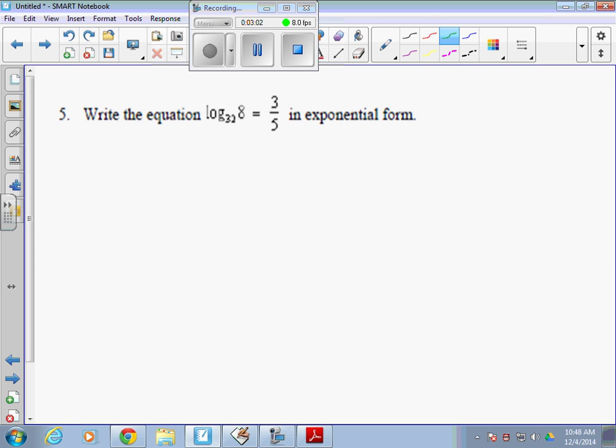We're writing this one in exponential form. So all you're doing is taking the base 32. You're raising it to what's after the equal sign. So you're raising it to the 3/5 power, and that equals 8. Just writing it in exponential form.